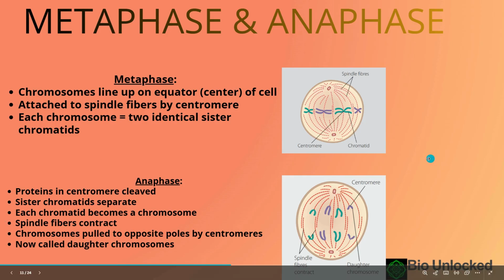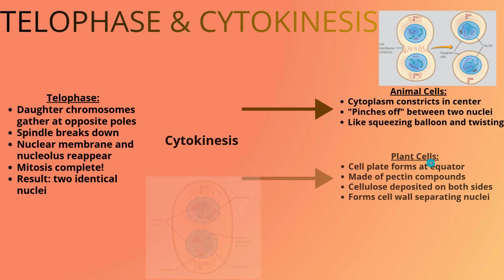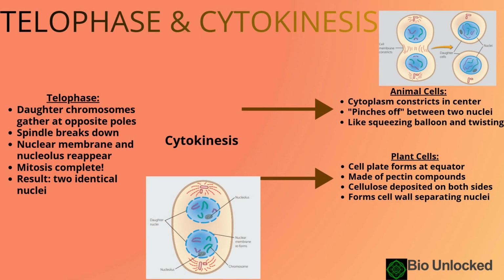Now let's move on to telophase. In telophase, daughter chromosomes gather at opposite poles. The spindle fibers break down, and the nuclear membrane and nucleus reappear. When the nuclear membrane and nucleus reappear, the nuclear division, or mitosis, is basically now complete. This results in two different nuclei with chromosomes identical to each other and the original parent.